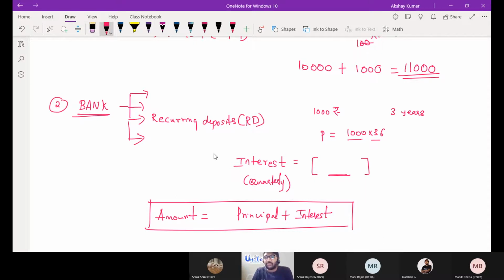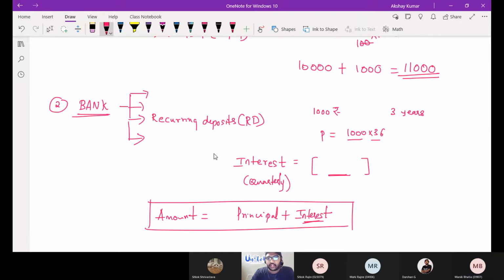So here you just have to understand how much money you have invested for how many months, and then what interest the bank will pay you. To find the interest the bank will pay you, there is a formula. If you do this calculation, this chapter is done. Only so much is there in this particular chapter. Clear, right?